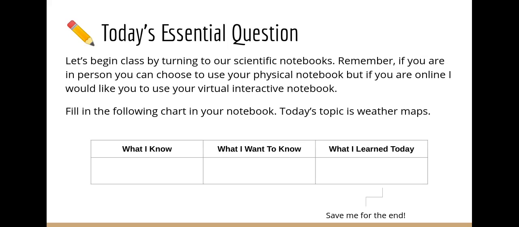So the first thing I would like you to do in your scientific notebook, again, we're using the online one if you are remote today, is you're going to fill in the following chart. The first piece I want you to fill in is what you already know. So what do you already know about weather maps? What have you already seen that meteorologists have shown you either on TV, maybe on your phone, maybe in a news article? The next thing I want you to fill out is what do you want to know? What is something you hope to learn today during this lesson? And then the last one I want you to fill in at the end of today.